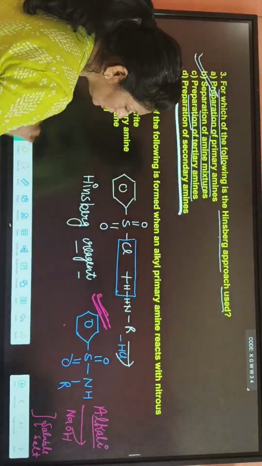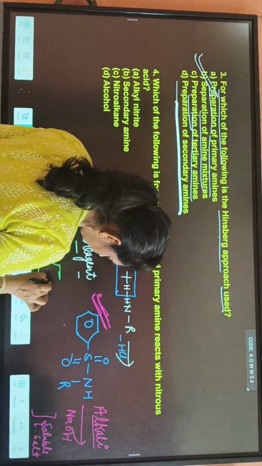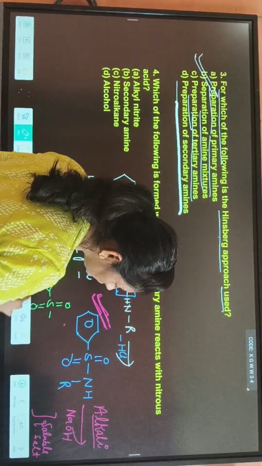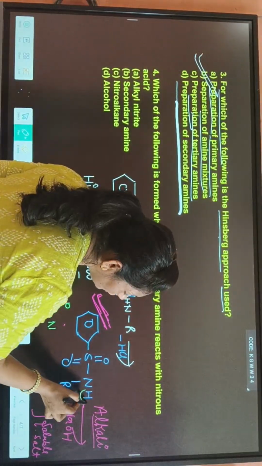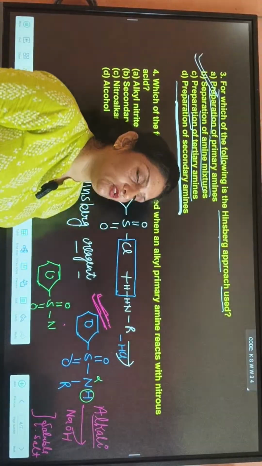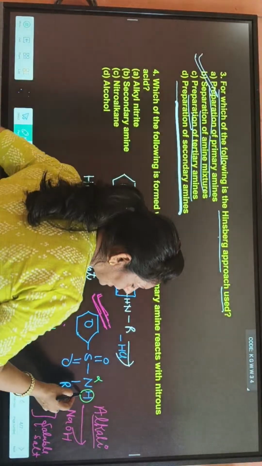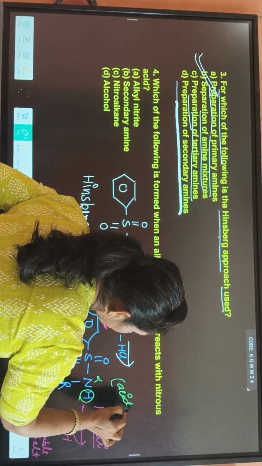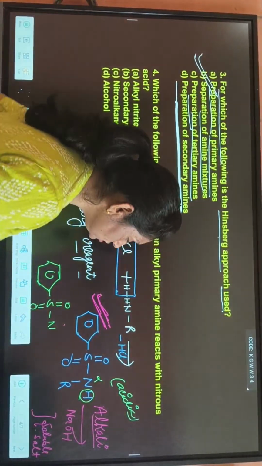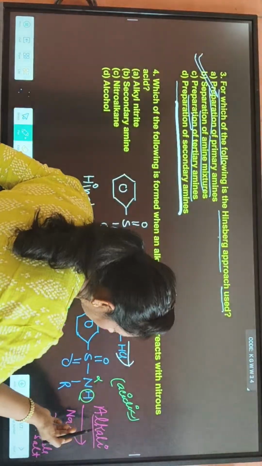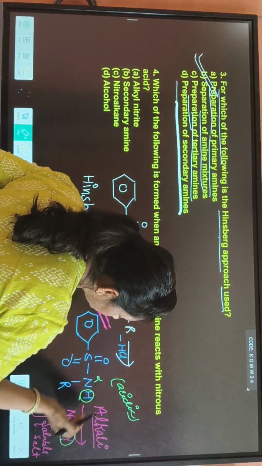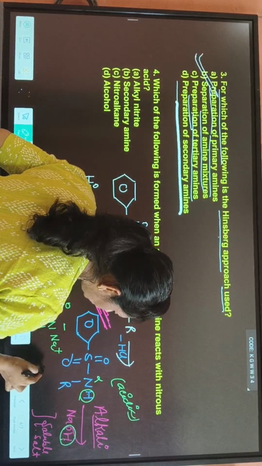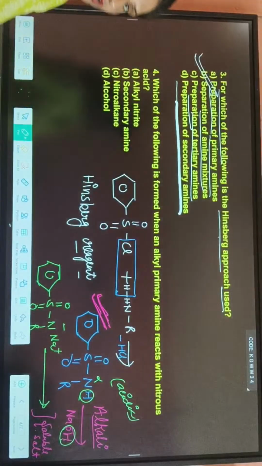In what way? Because the alpha hydrogen is here, okay, and it is more acidic. Due to the presence of the alpha hydrogen, it is acidic. Then students, what can you get? Water can be removed, and you can get N negative Na plus R. This soluble salt you can get.